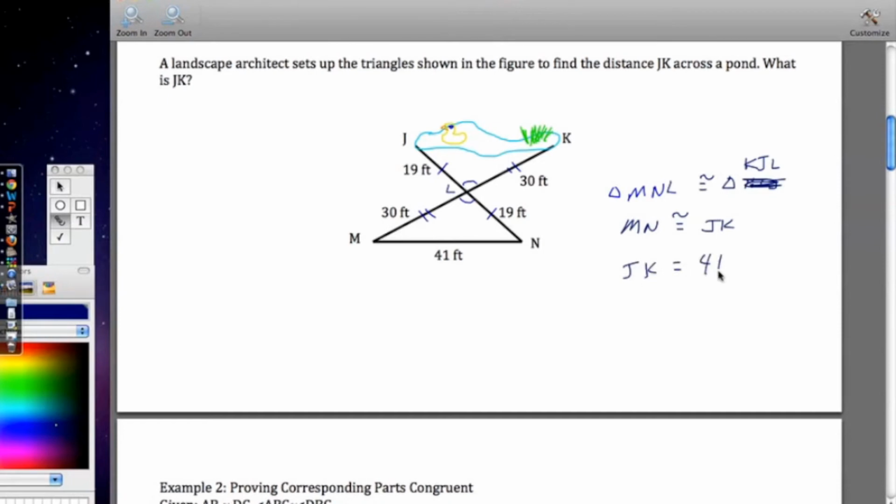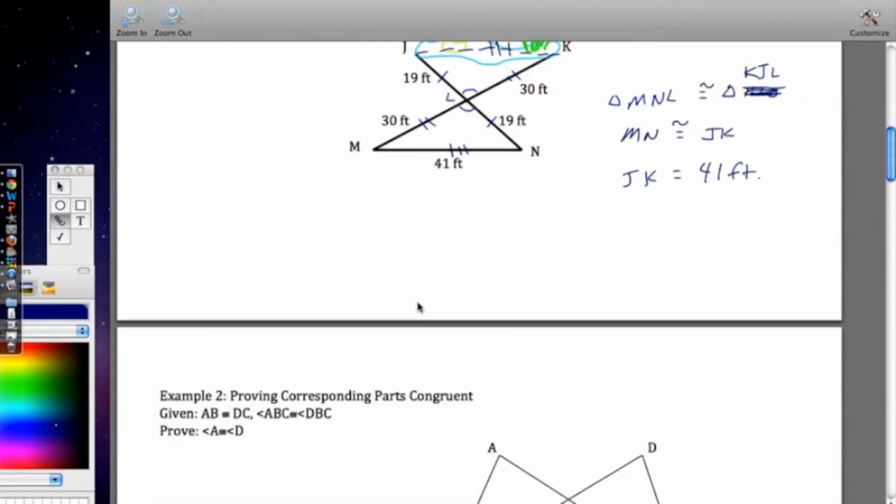is equal to 41 feet, because it's a congruent part. It's a corresponding part, so it's a congruent part. So if I drew this distance across here, it's going to be the same as this bottom part. This is great for us because we can use these corresponding parts to prove that certain things are congruent.